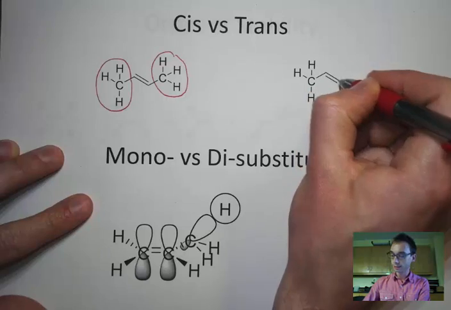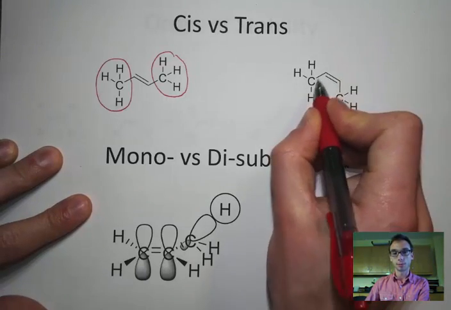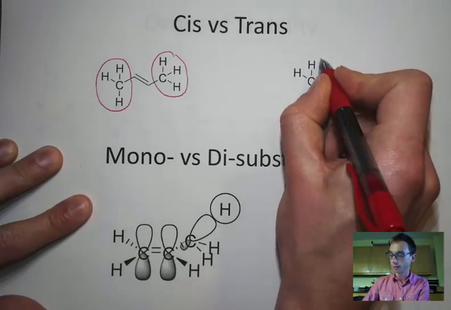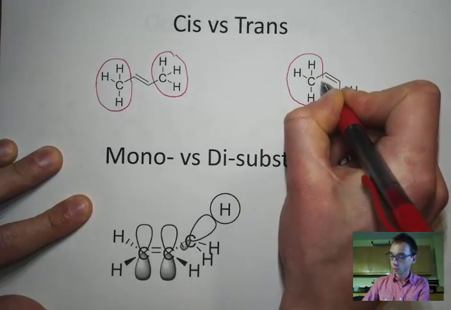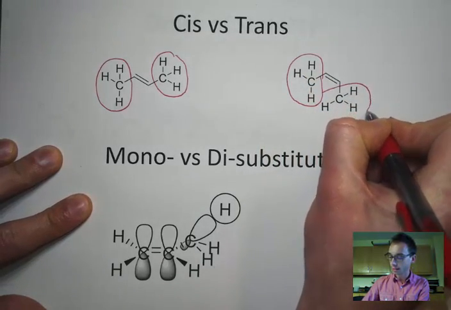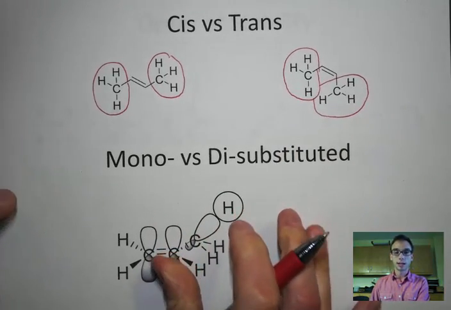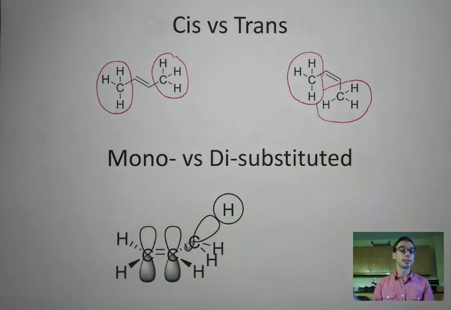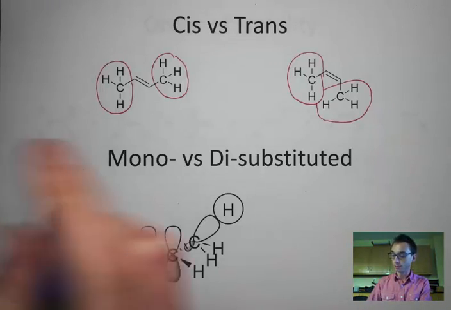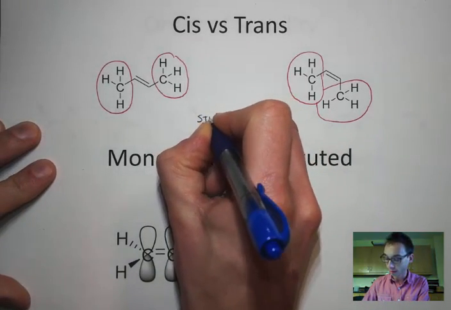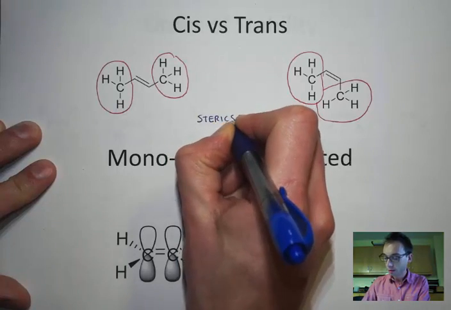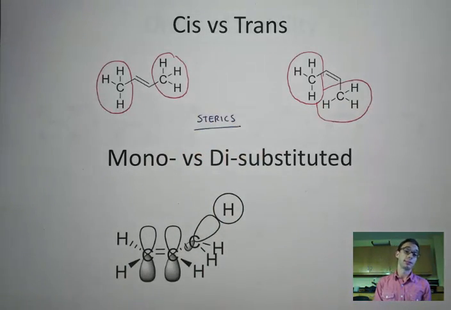Alternatively, if you look at the cis alkene, these two methyls are right up next to each other. They're on the same side of the alkene. If I kind of show you where the space is on these, you can see that they're kind of bumping into each other. So this desire for two atoms to not take up the same space is the same as what we've seen before, and this is called sterics. So what sterics tells us is that the cis alkene is less stable than a trans alkene.